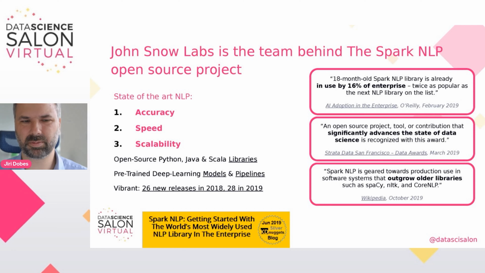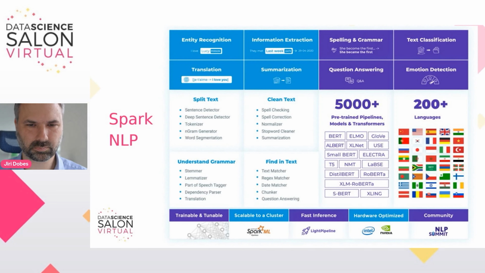For speed, everything is programmed in Scala. We partner with Intel and NVIDIA to make it work fast, even on a single processor, and the scalability is given by the underlying Apache Spark technology. In Spark NLP, it's more or less everything you need while developing modern NLP solutions. We support many languages, many models, and almost all models are trainable.